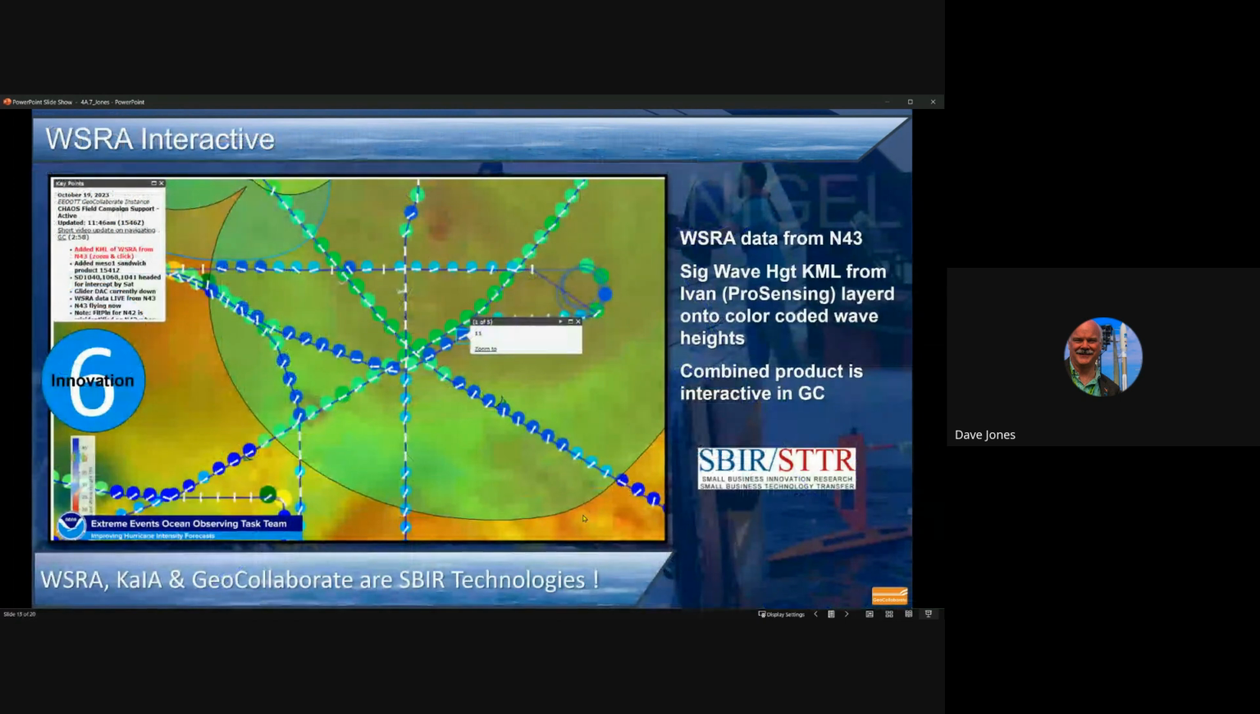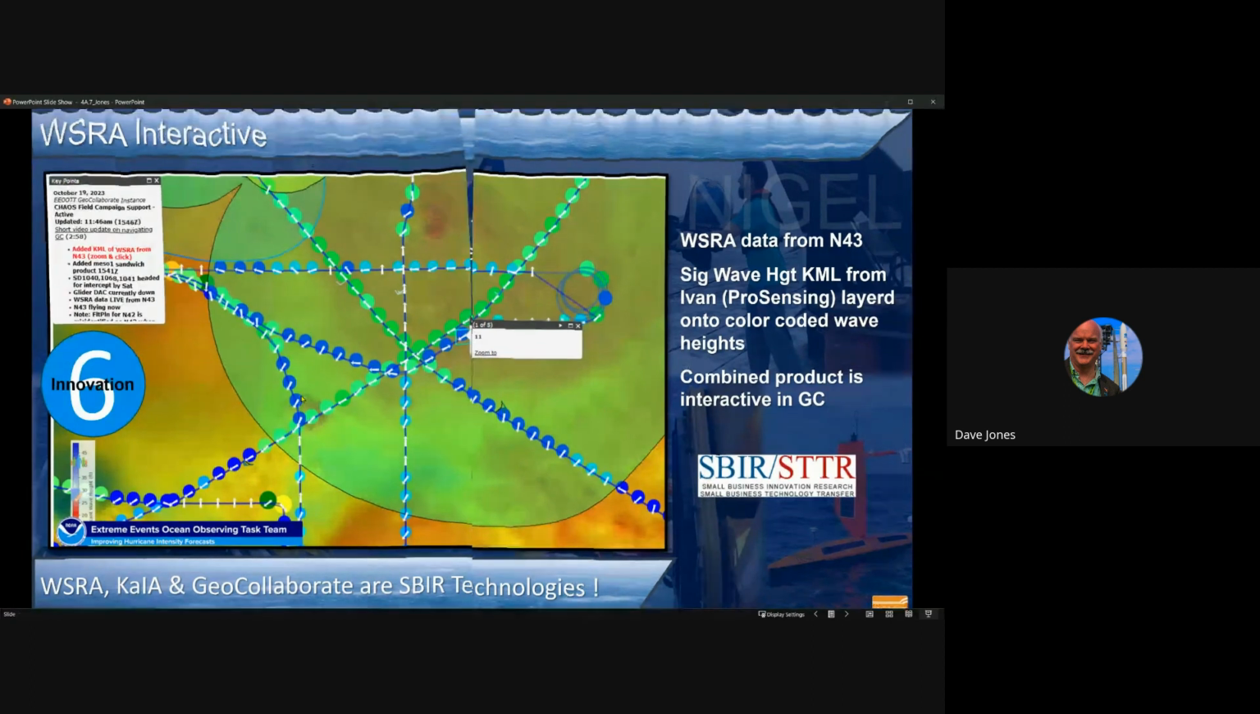Innovation number 6 was WSRA Interactive. You can see all these returns coming in near real time from the aircraft, with the WSRA showing the estimated significant wave heights. And then I got the KML file from Ivan at ProSensing after the mission, overlaid directly on each one of these observations, which made it interactive. So this is an 11-foot estimated significant wave height, and that was very exciting too. In the background is the Meso 1 sector sandwich product, so we could really see the convective tops there and some of the overshooting tops.